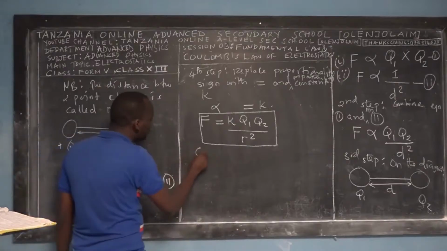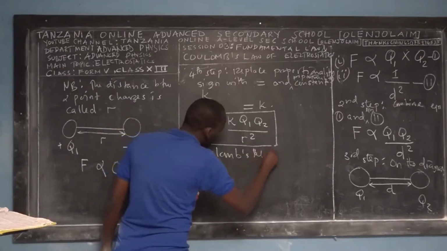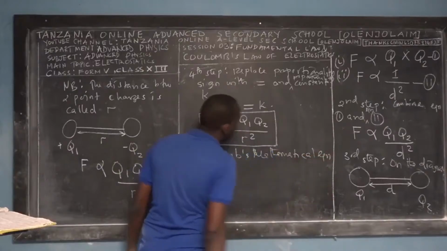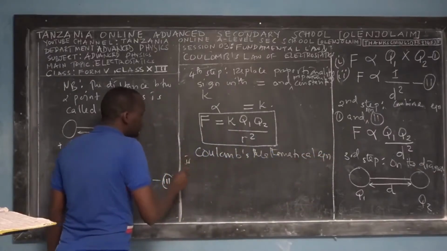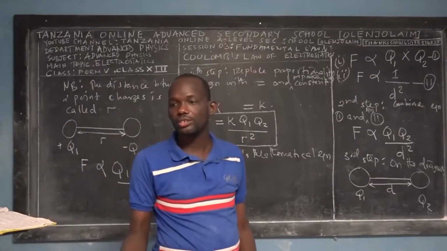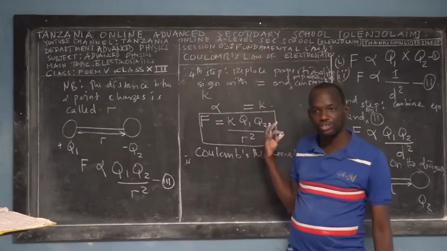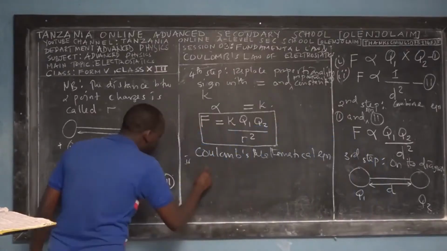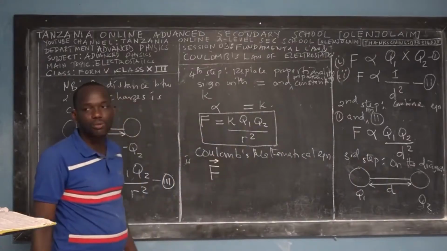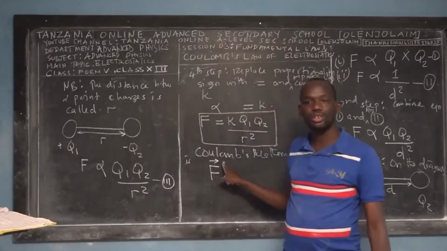Coulomb's mathematical equation, according to the physics books, is this, right? Is force a scalar quantity or a vector quantity? It's a vector quantity. Is charge a scalar quantity or a vector quantity? It is a scalar quantity. So if force is a vector quantity, we have to show its vector property. A vector quantity has both magnitude and direction, so this arrow is the direction of the force, right?